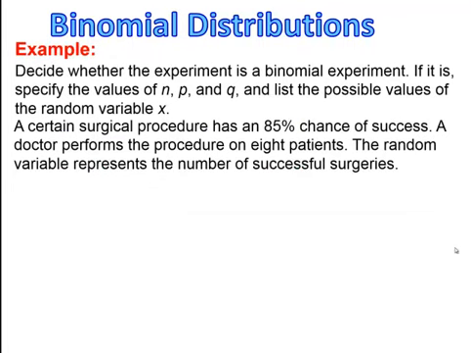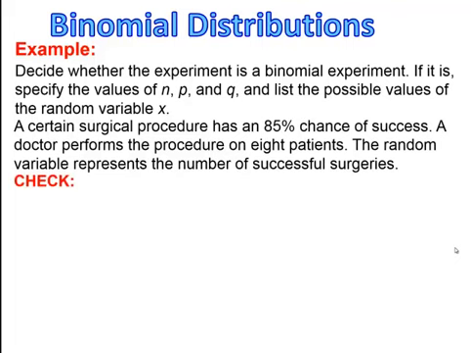So here's an example. We're asked to decide whether the experiment is a binomial experiment. And if it is, we need to specify the value of n, the number of trials, p, the probability of success, q, the probability of failure, and all the possible values of our random variable x. The example is: a certain surgical procedure has an 85% chance of success. The doctor performs the procedure on 8 patients. The random variable represents the number of successes in the trial.